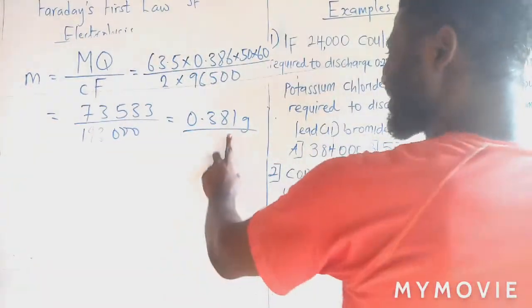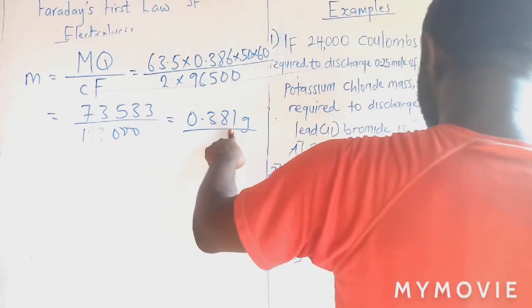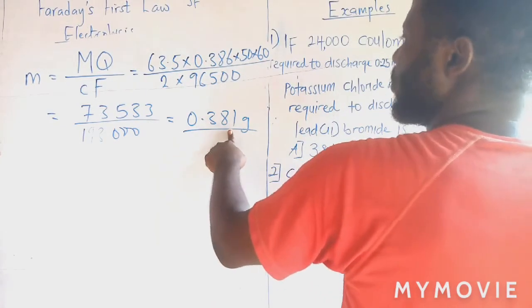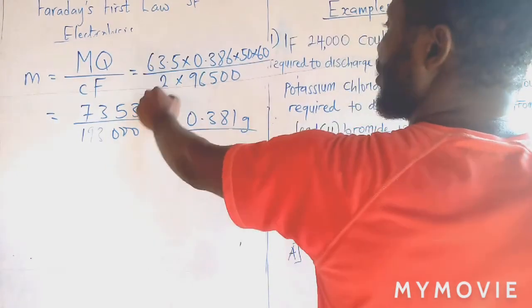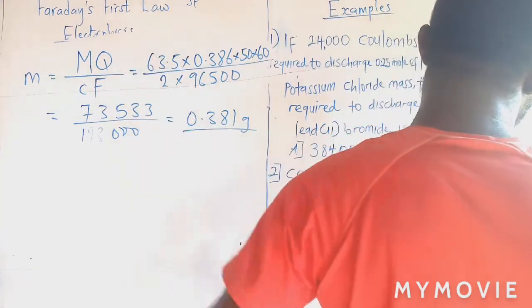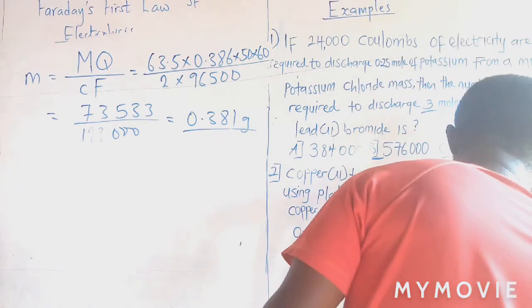The little discrepancy here is as a result of whether we are not clear of what the molar mass of copper is, but we are very close. So the correct option is what?